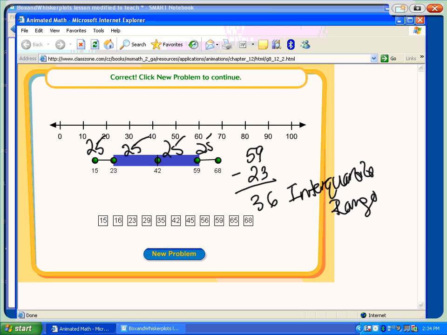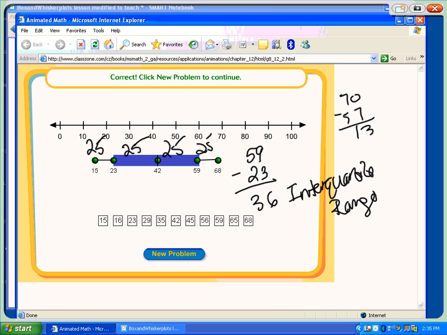And number 5, what is the interquartile range? What 2 numbers are you going to subtract? 70 and 57. 70 minus 57 is 13, which is C.